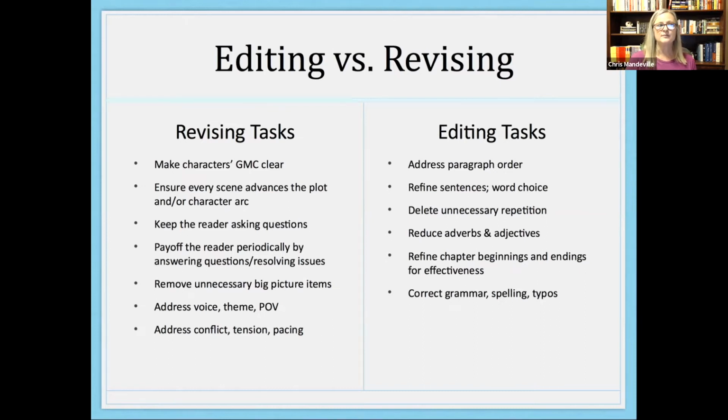Importantly, during both revision and editing, you're going to focus a lot on the chapter beginnings and endings, and especially the very first chapter of your book. We're going to talk a lot more about that because it's so important. And then, of course, in editing, you're going to look at grammar, spelling, typos, that sort of thing. Here are my tips for you.